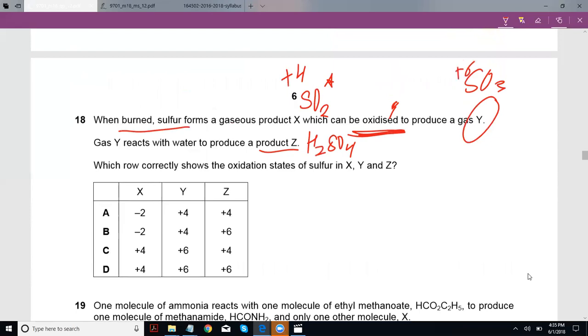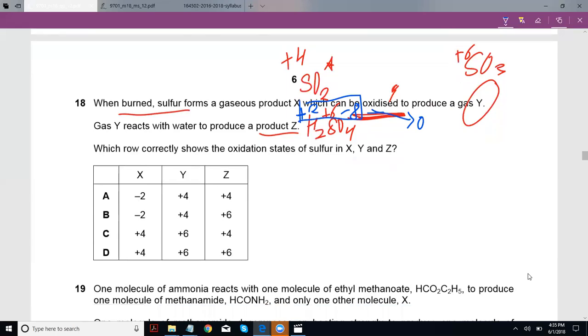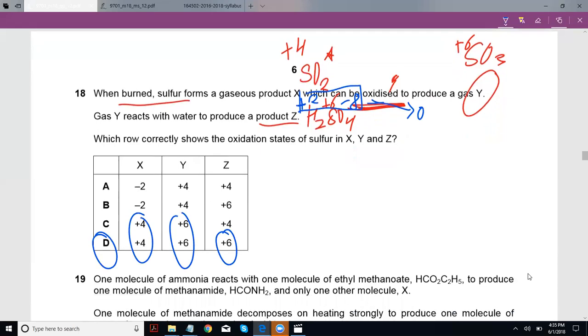Here is going to be +6. Here will also be +6, because if you think about it, hydrogen is +1, and there are 2 hydrogens, so +2. Oxygen is -2 for 1 oxygen, and there are 4 oxygens, so that makes it -8. Only if sulfur is +6 does the entire thing equate to 0, which it needs to. So that is +4, +6, and +6. You're good with D.